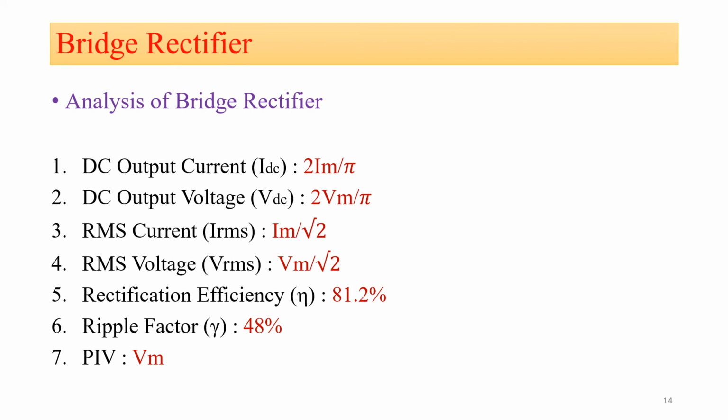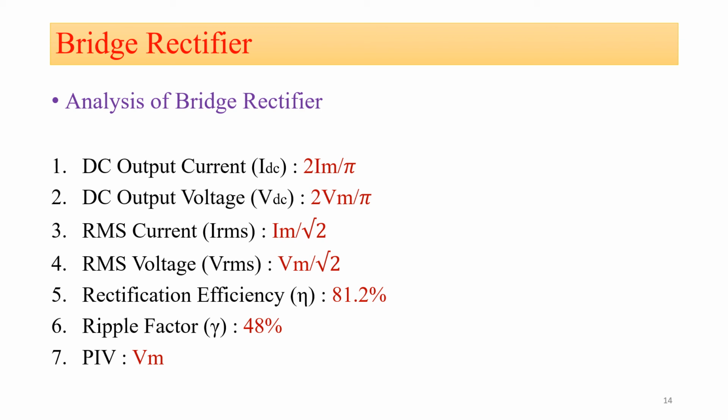Now the fifth parameter is very important, that is rectification efficiency, which is the same as that of our full wave rectifier with center tap transformer, equal to 81.2%. Similarly, the ripple factor is again the same as that of the full wave rectifier with center tap transformer, equal to 48%. But if you see the last parameter, the peak inverse voltage, or the maximum voltage across the non-conducting diode of the bridge rectifier, it is only Vm, and this is the advantage of our bridge rectifier over the full wave rectifier with center tap transformer.